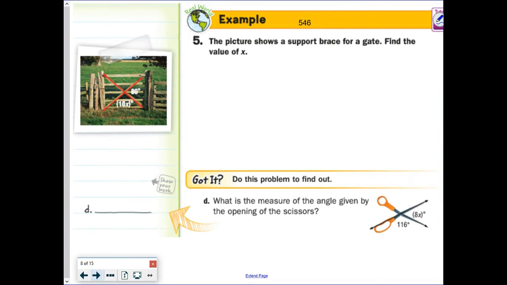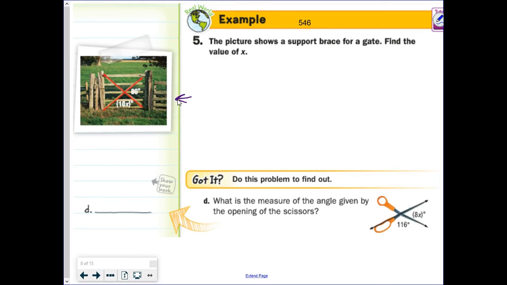Take a look at example 5. It says the picture shows support braces for a gate. Find the value of x. So looking over here at the left, you can see that the gate has a pair of basically intersecting lines here in the middle, and that we have an 80-degree angle and another angle marked by 10x degrees.